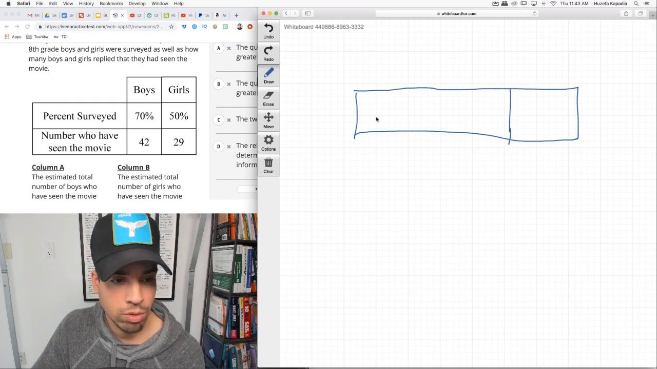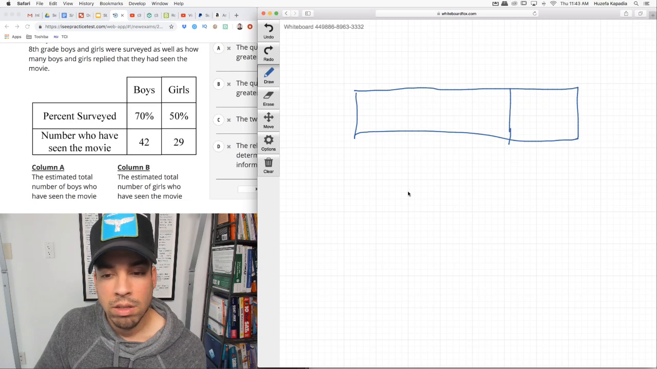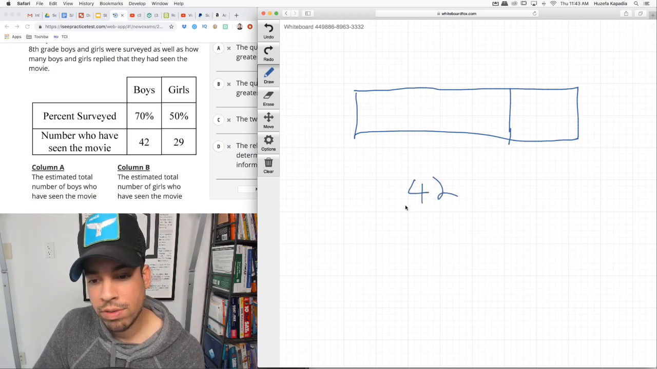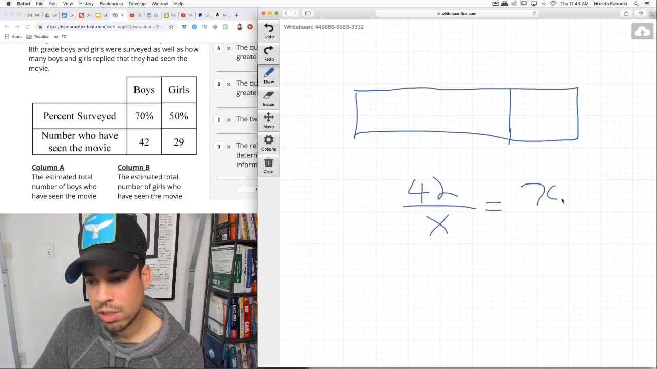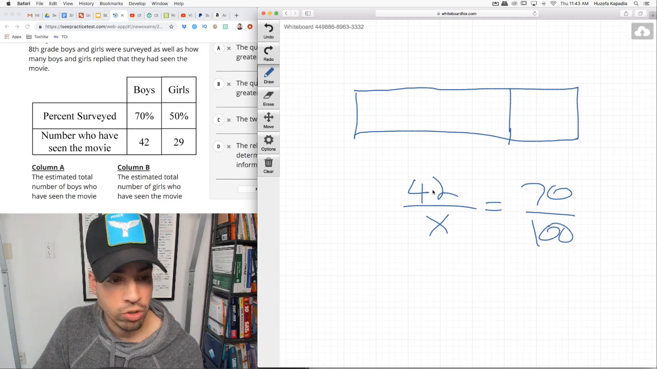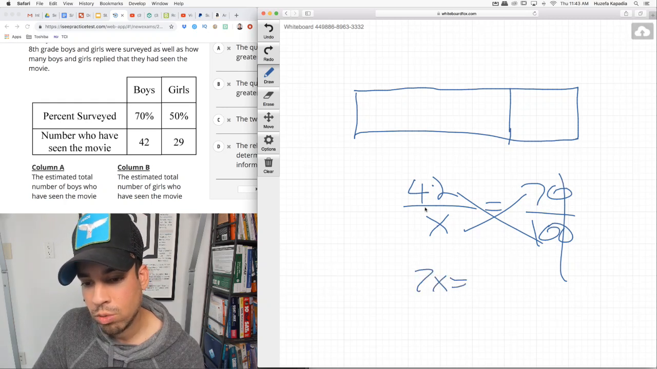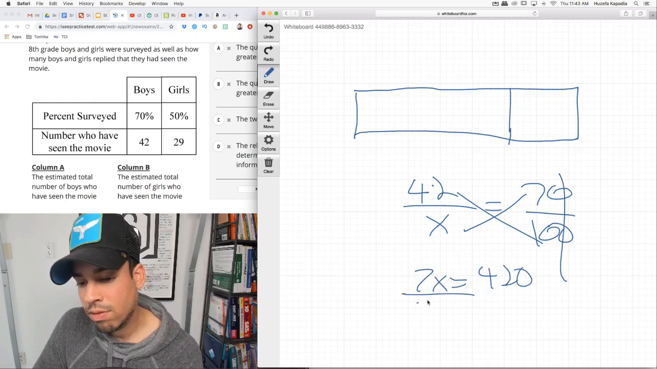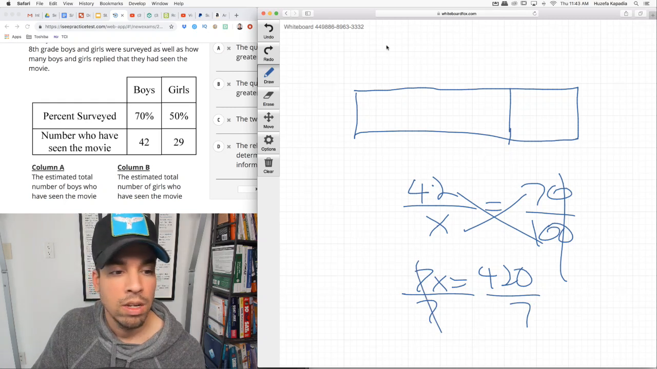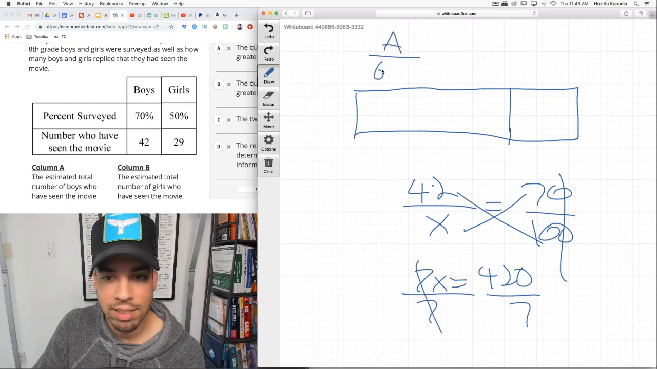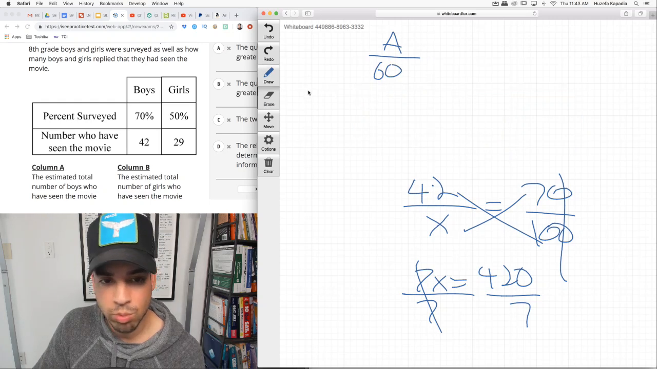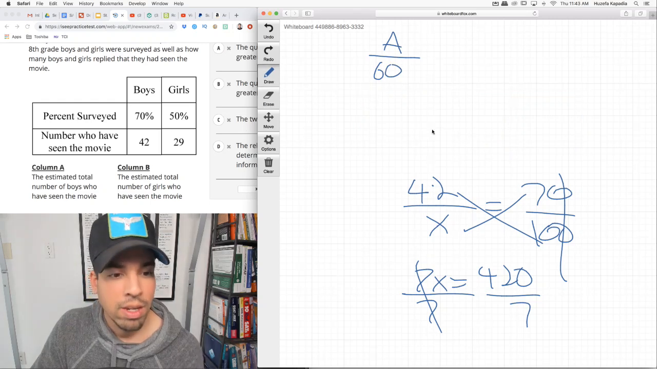So if we got 70%, okay, I'm going to show you how to do this with the bar model. Actually, no, let's do it. 42 out of the total that have seen it equals 70 out of 100. Let's just use the percent proportion. 70 over 100 reduces to 7 over 10. So cross multiply, 7x equals 10 times 42, which is 420. Divide by 7, divide by 7. 420 divided by 7 is 60. So column A is 60. Again, it's an estimate because we don't know, but this is a prediction.